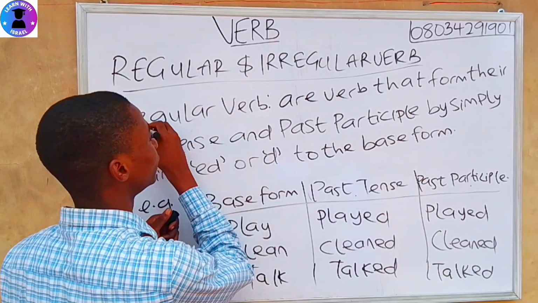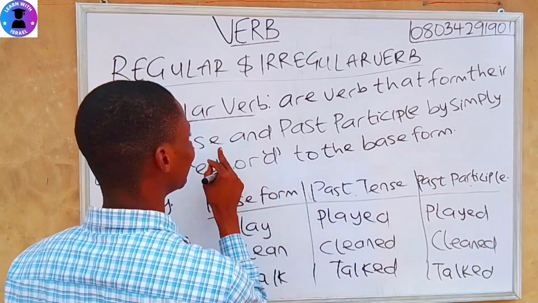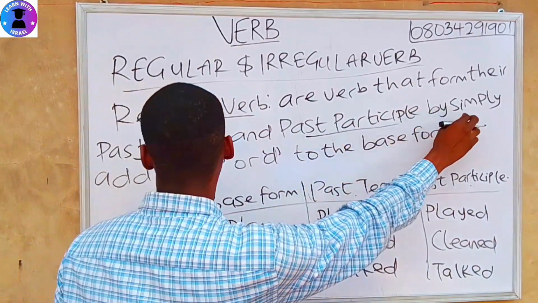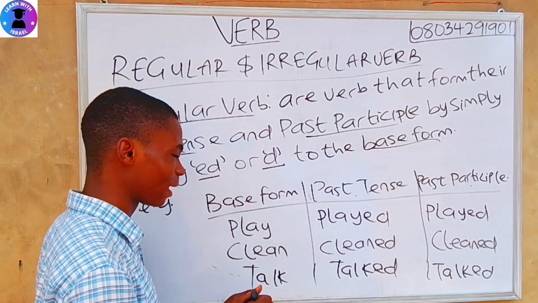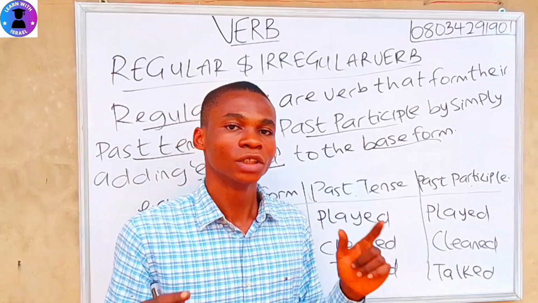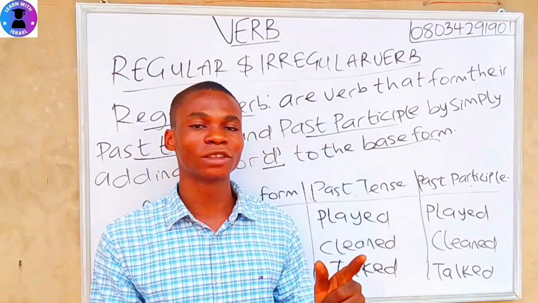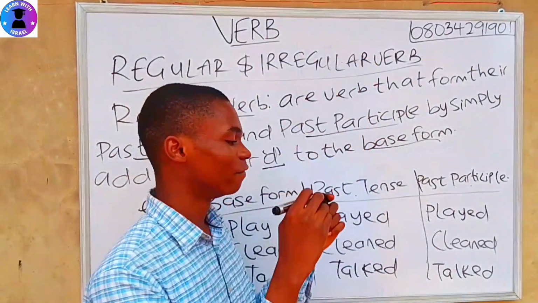Regular verbs are verbs that form their past tense and past participle by simply adding ed or d to the base form, and base form can also be present tense. So now let's dive into the next one, which is irregular verbs.